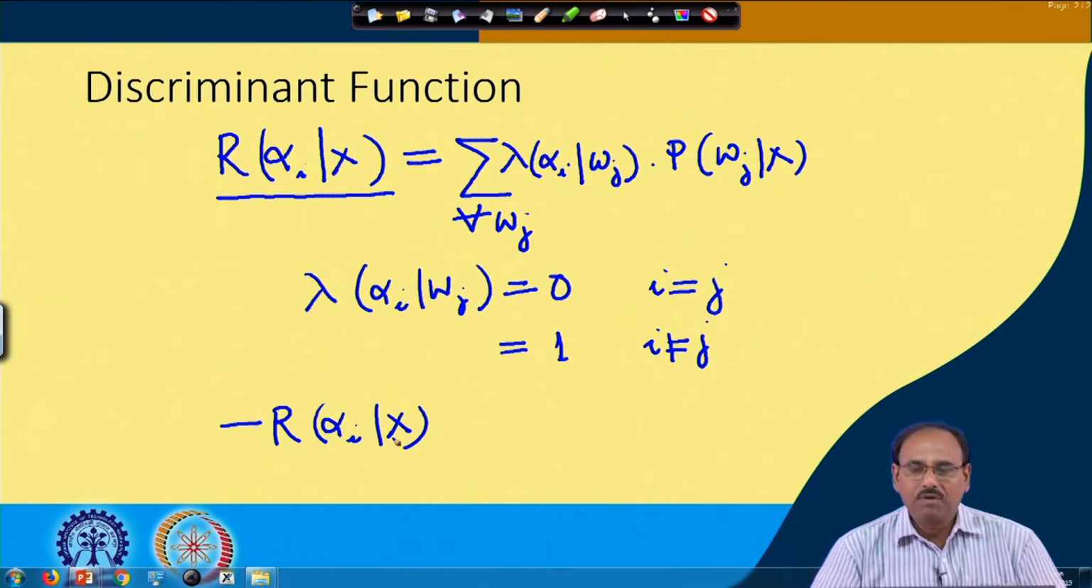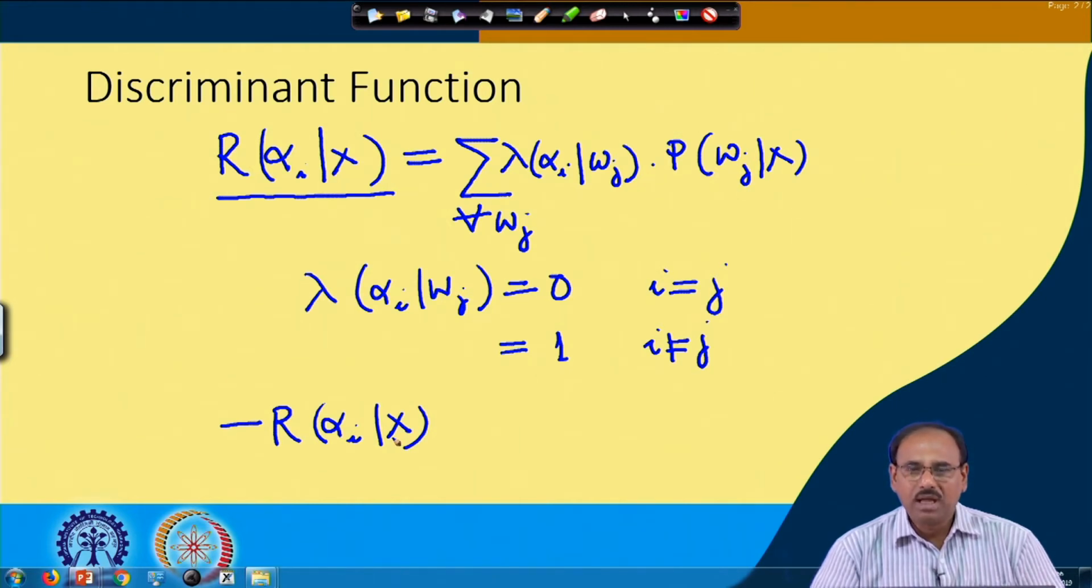So, if R of alpha i given x is minimum, then obviously minus R of alpha i given x will be maximum. So, for whichever action this negative of the risk value turns out to be maximum, I take that corresponding decision, or I classify x to that corresponding class.